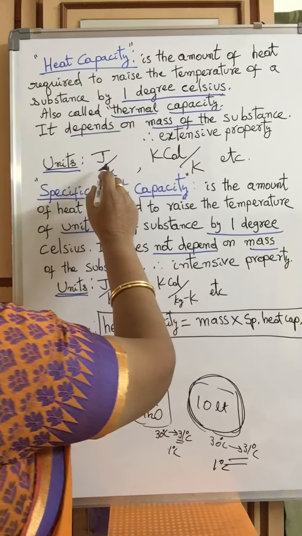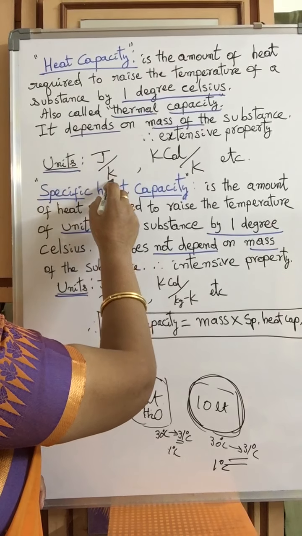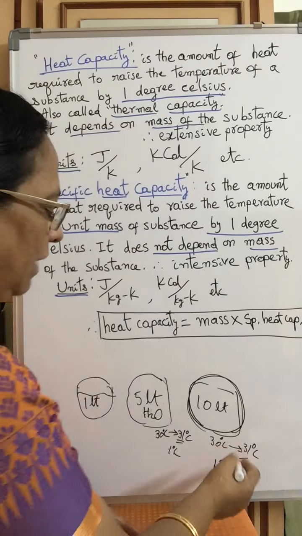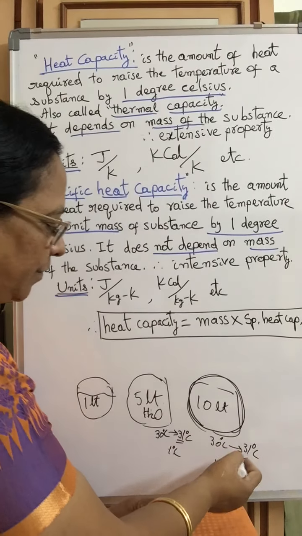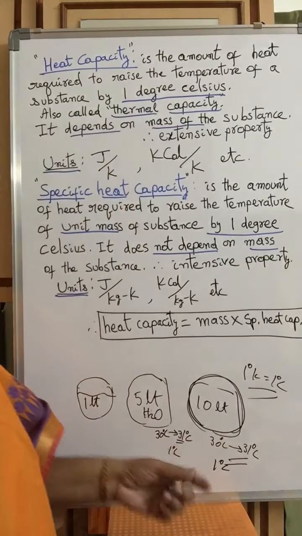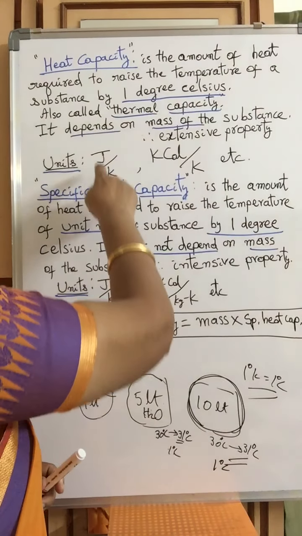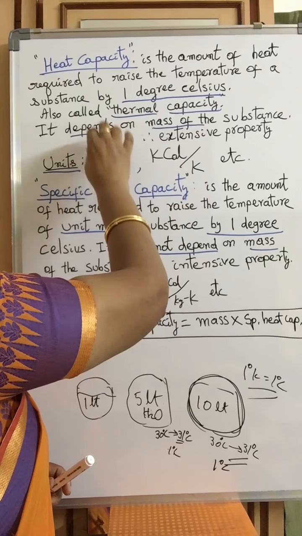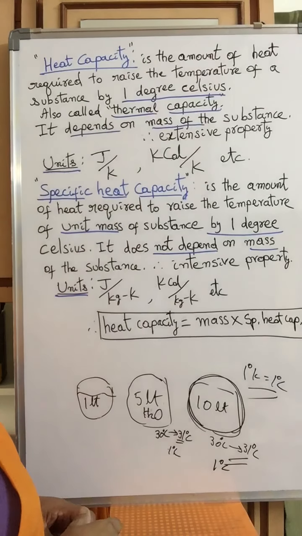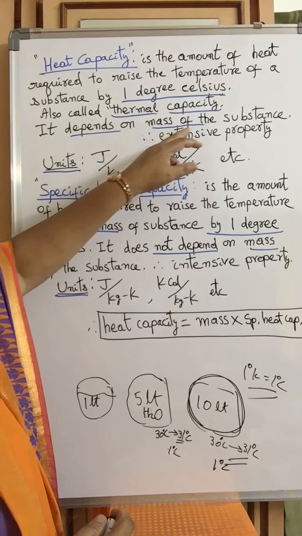Therefore its units are what? Joules per Kelvin, kilocalories per Kelvin, etc. Any energy per Kelvin it is. In the denominator, I already explained to you, 1 degree Kelvin is equal to 1 degree centigrade. So either Kelvin or centigrade, that is not a problem. Okay, so joules per Kelvin, kilocalorie: what amount of joules is required to raise the temperature by 1 Kelvin or by 1 degree centigrade. So it depends on the mass of the substance.